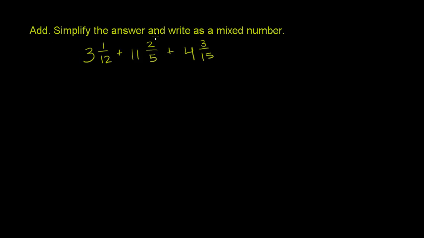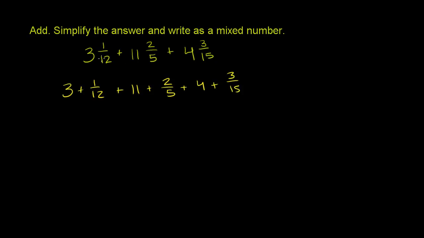Add, simplify the answer, and write as a mixed number. And we have three mixed numbers here: 3 and 1/12, plus 11 and 2/5, plus 4 and 3/15. And we've already seen that we could view this as 3 plus 1/12 plus 11 plus 2/5. Let me write that down. This is the same thing as 3 plus 1/12 plus 11 plus 2/5 plus 4 plus 3/15.